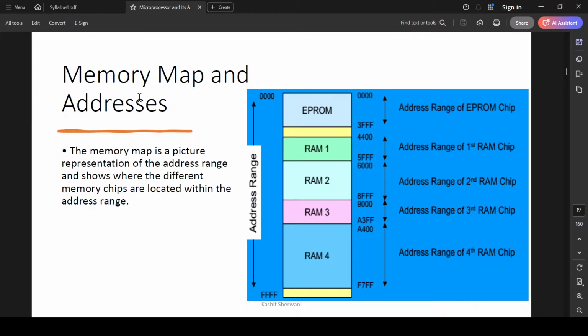So you can learn it this way. It goes from 0 to 3, 4 to 5, 6 to 8, 9 to A, and A to F. And the numbers at the end are 3FFF, 5FFF, 8FFF, A3FF, FFFF. It's not that important, but if it is asked, you can write it down.